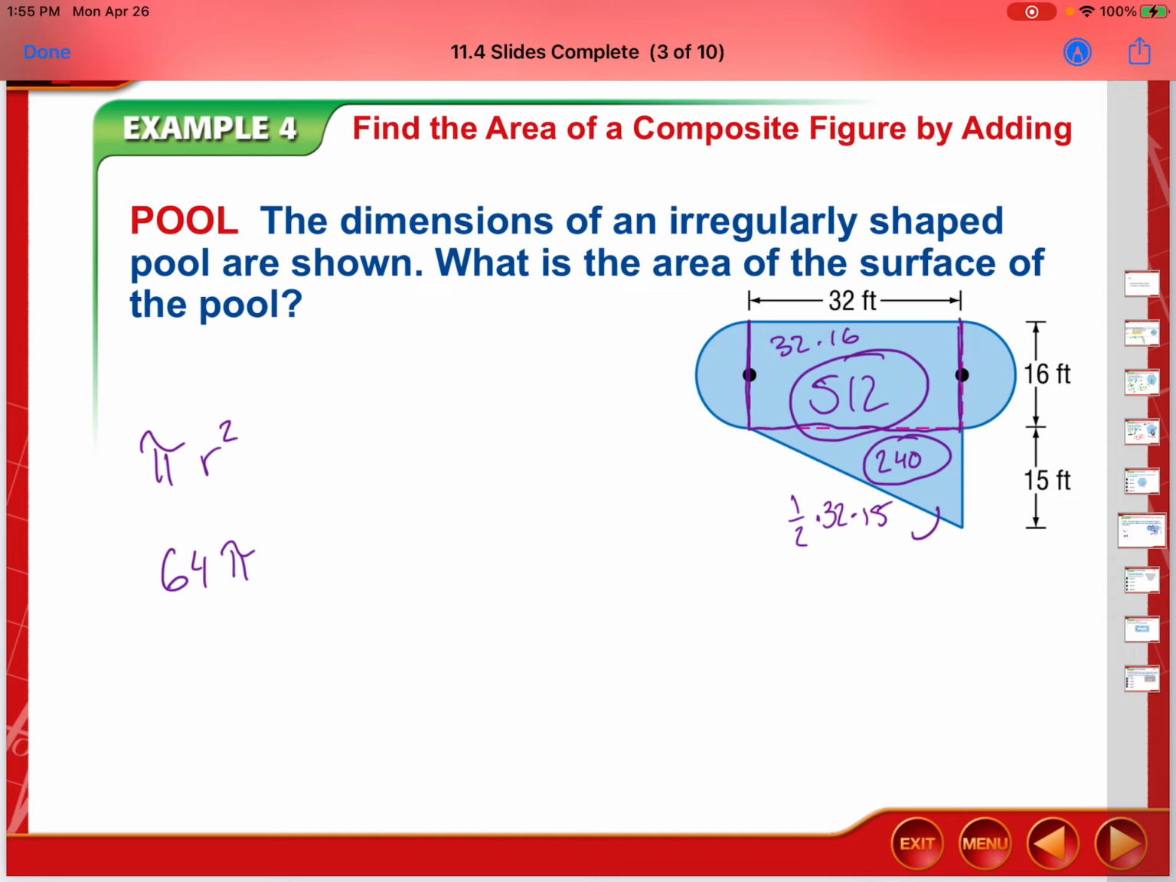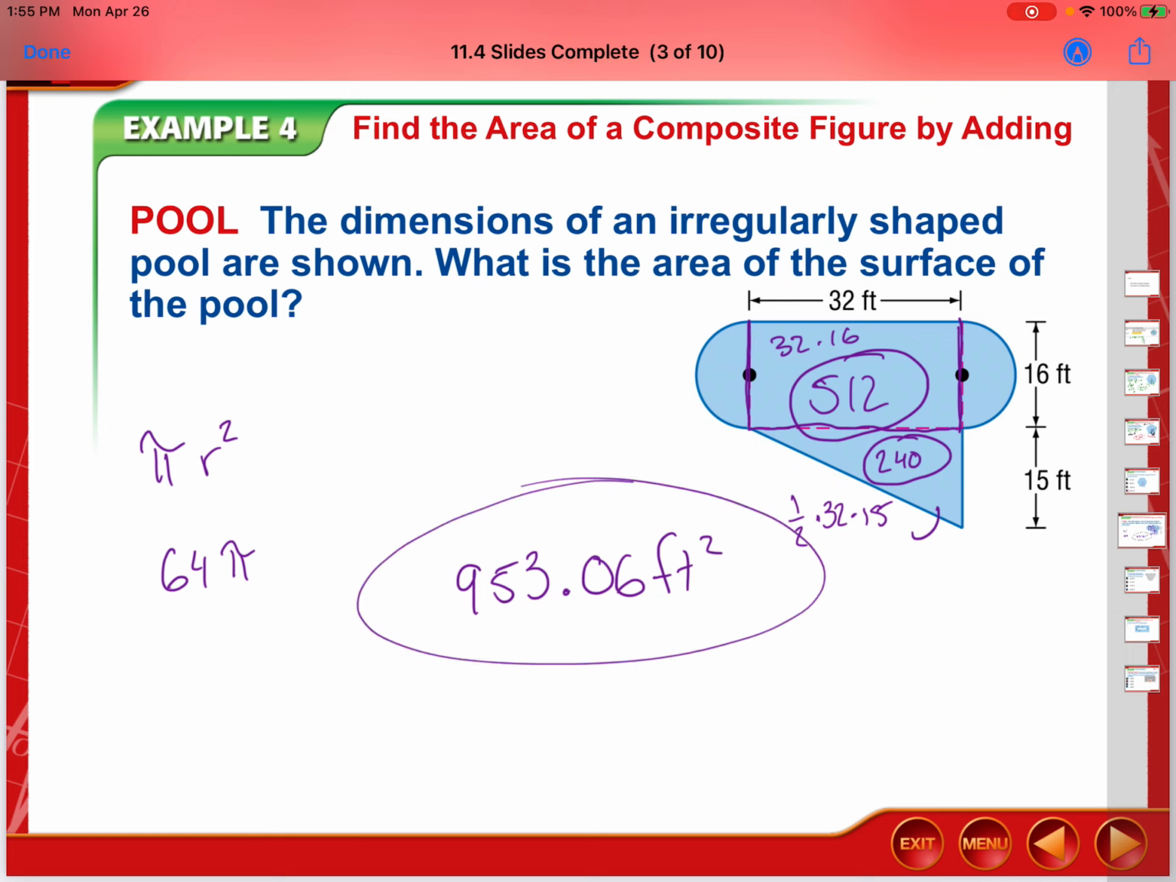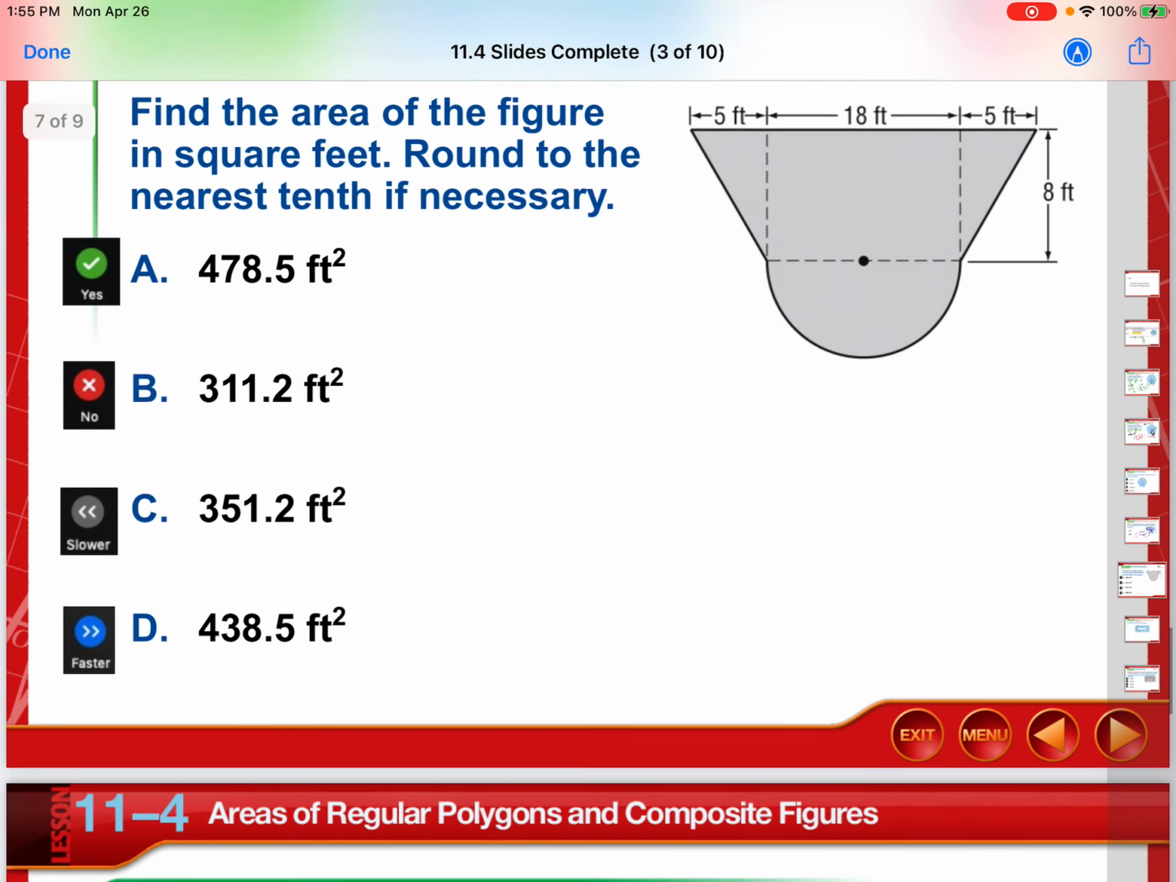Now I'm just going to add my other areas, plus 240 plus 512, and I have a grand total area of 953.06 feet squared. So composite figures is much like eating a whale. You want to knock it down and do it piece by piece, one bite at a time.